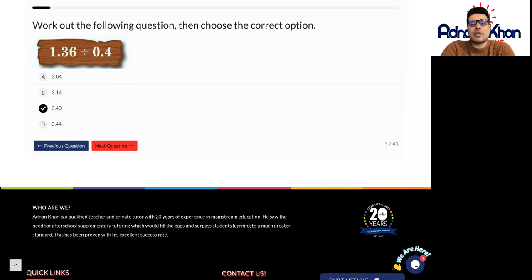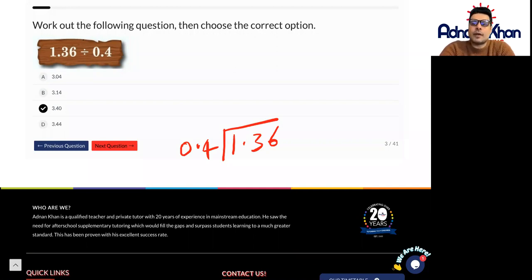So the question here is 1.36 divided by 0.4. And remember, the most important thing here is you do not use a calculator, because using a calculator, you can come up with any answer in the world, but doesn't necessarily mean that you've actually understood what you're doing. So here we've got 0.4.